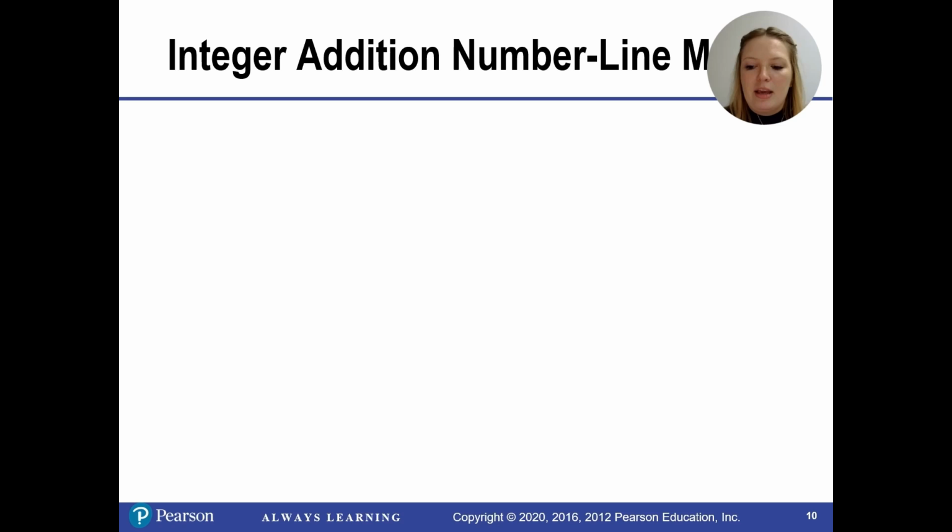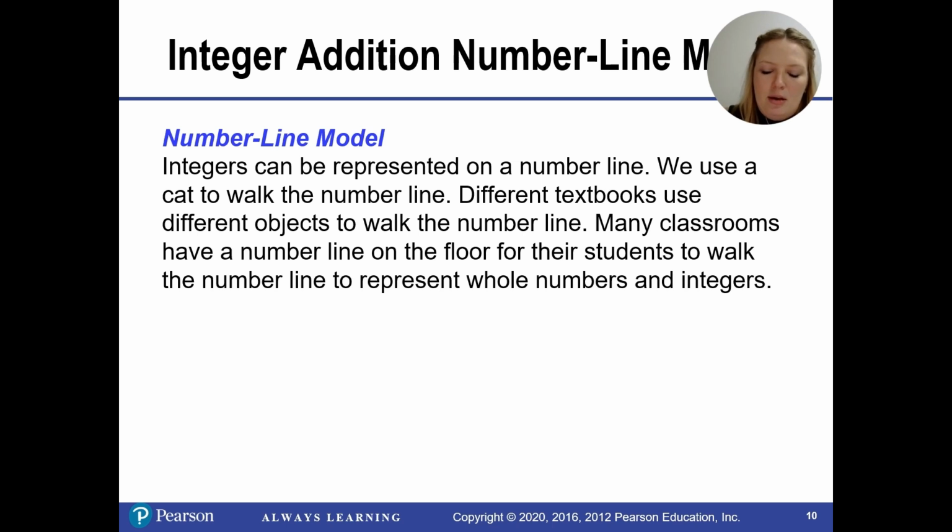We can also think about integer addition using a number line. So on a number line model, we can think about a cat walking on a line. Different textbooks use a different object to walk on a number line, and a lot of classrooms even put a physical number line on the floor to represent whole numbers and integers.